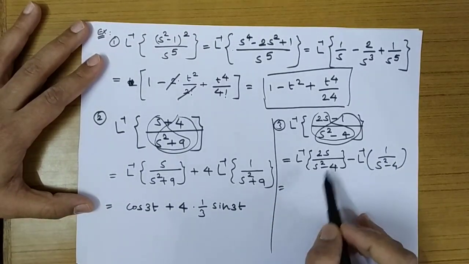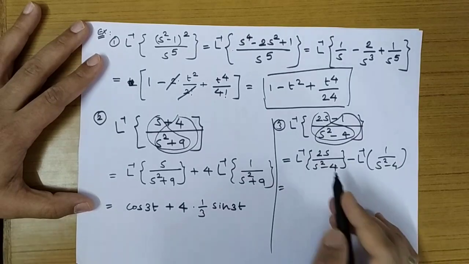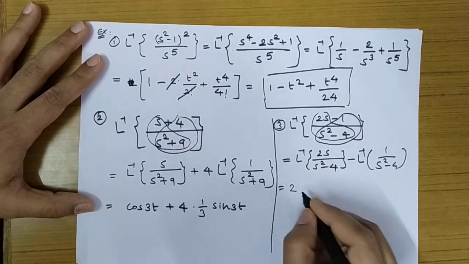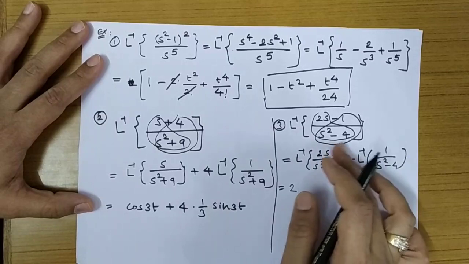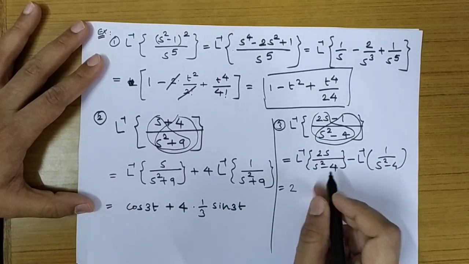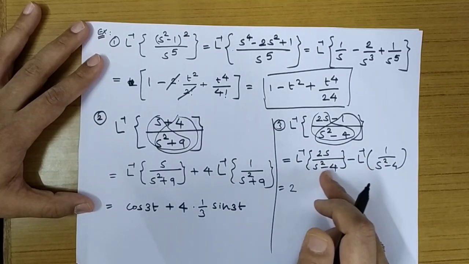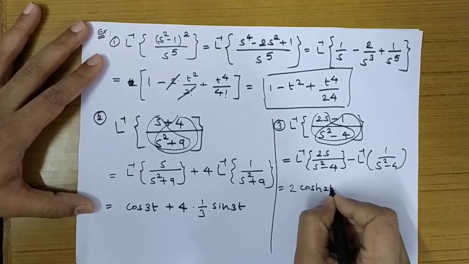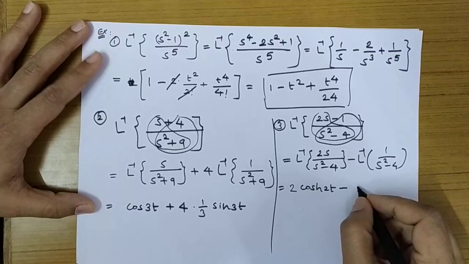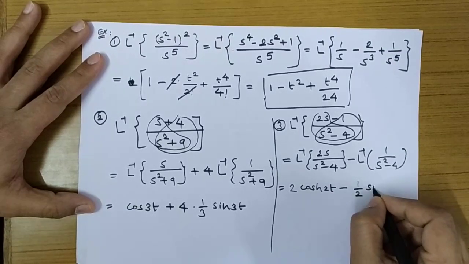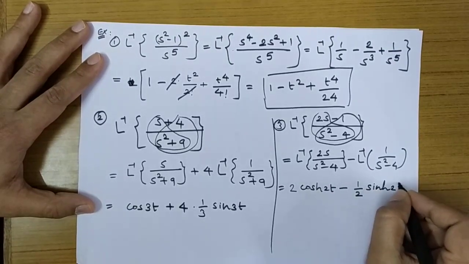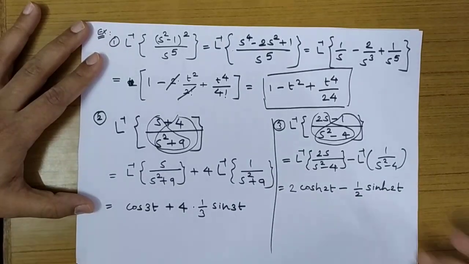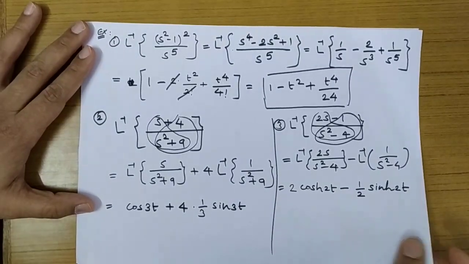Right. Now L inverse of 2s by s square minus 4, 2 constant, and inverse Laplace of remaining term is hyperbolic because in denominator it is s square minus 4. So cos h 2t minus here 1 by 2 sin h 2t.